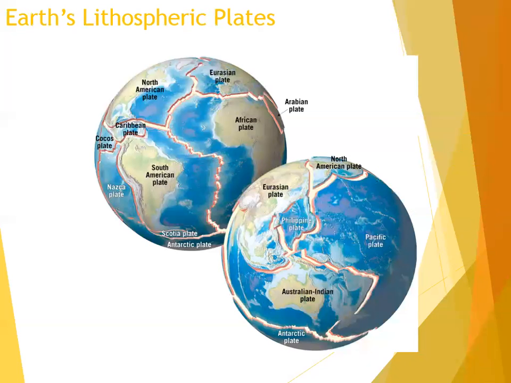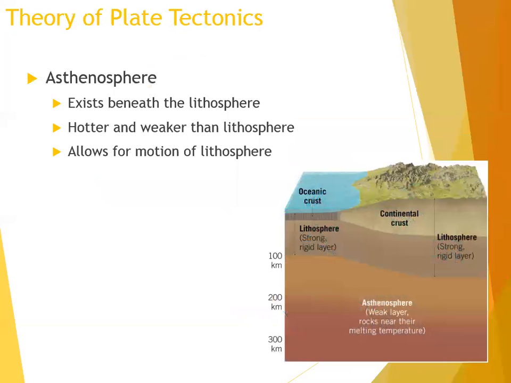And we're going to look for a minute more at the asthenosphere. It exists beneath your lithosphere. It's hotter and weaker than the lithosphere. This is where your rock is actually capable of flowing. This is also where liquid magma is going to be produced. And it's going to be why continental drift can happen, because your plates are going to be moving across the surface of the asthenosphere.